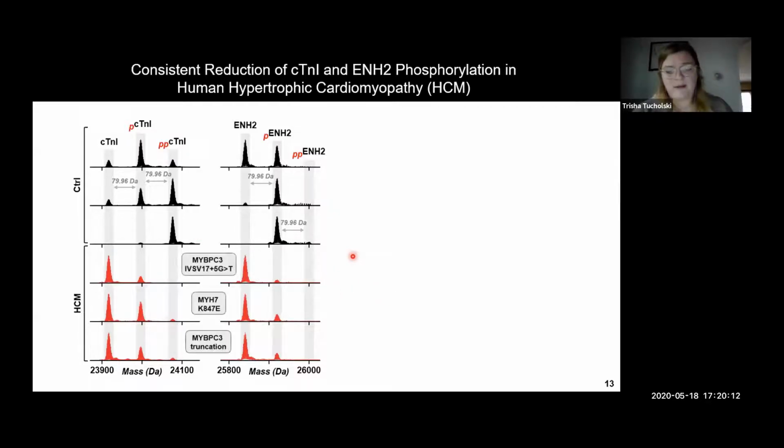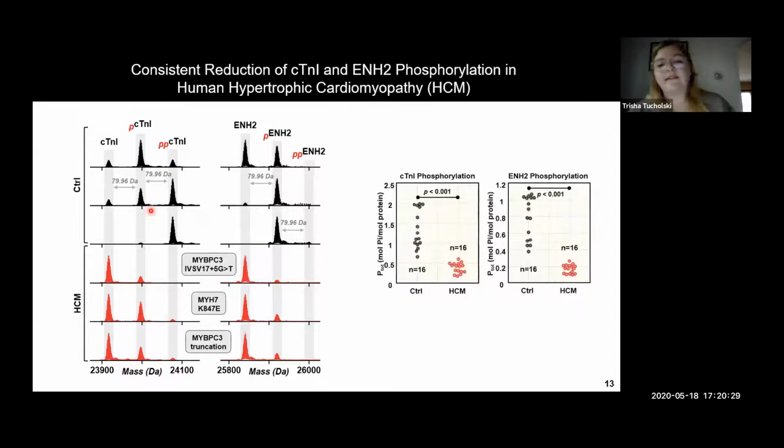Additionally, this is regardless of what the mutation was. So you see this change in proteoform profile. It's pretty consistent regardless of the genetic mutation that causes the disease for that patient. And you can see this consistently for the whole cohort for the HCM patients. You can see there's a really consistent decrease in this phosphorylation for these 2 proteins.